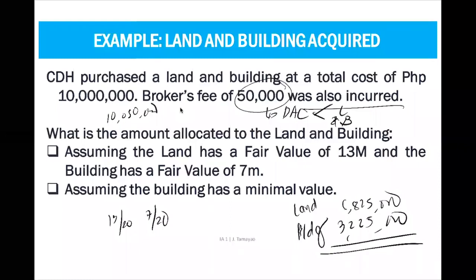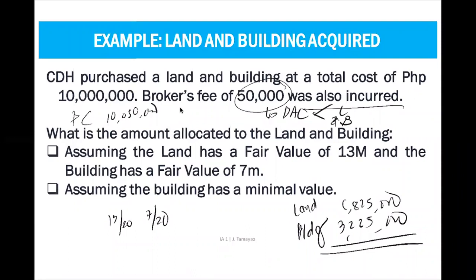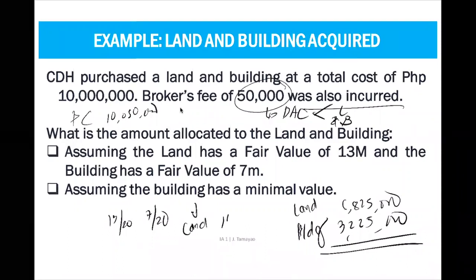Notice here that the purchase cost and the directly attributable cost that can be allocated to both land and building are combined. That should be your treatment. If it is not allocable to both, then you allocate it only to the property it pertains to. If the building has a minimal value, what is our answer here? All to land, 10,050,000. Building, 0. Okay?